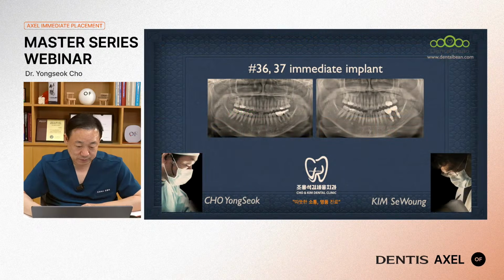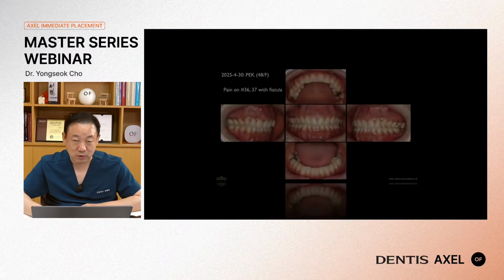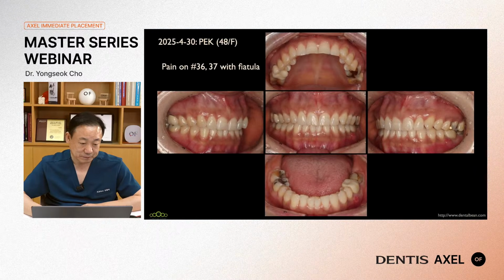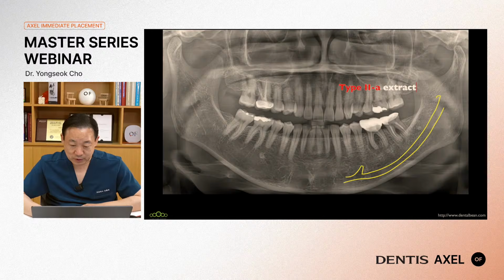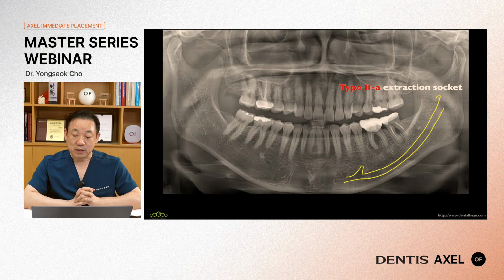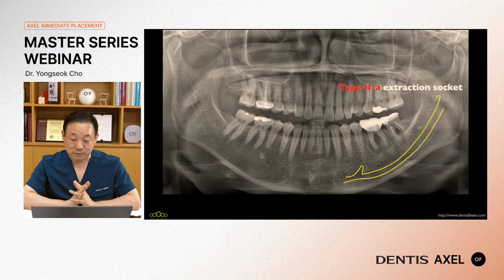Okay, next is a multiple case on the left mandibular molar side. The patient complained of pain with a fistula here. These are type 2 extraction sockets, type 2A, but available bone height is just 5 to 6 millimeter. For clinicians with limited experience, immediate implant is not recommended in this type of situation. It is not sufficiently safe.